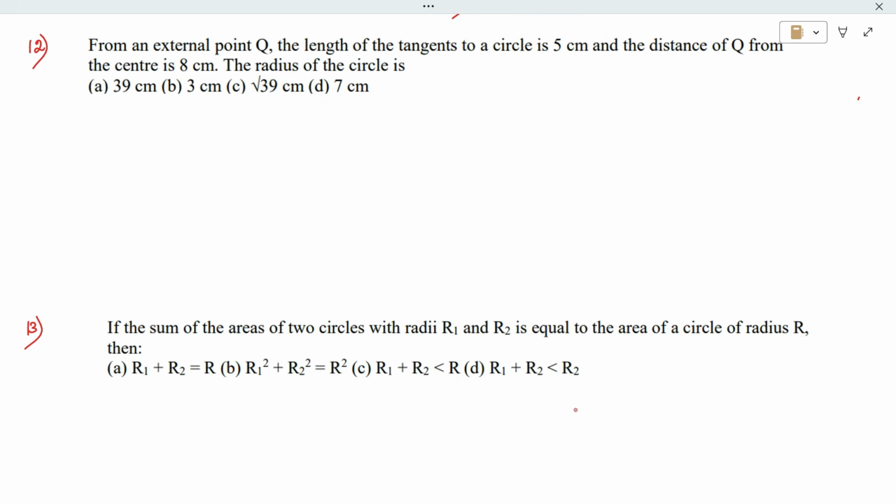Question number 12. From an external point Q, the length of a tangent to the circle. So let me have a circle here. The external point is Q, and I'm going to draw the tangent to a point on the circle. Okay, so this is going to be 5 centimeter. And there is a center O. Now, I'm joining the O to the point where the tangent touches. So this is nothing but radius, isn't it? So this is tangent. You know the radius is always perpendicular to the tangent, so this is 90 degree. Now they have also given the distance of Q from the center O, which is 8 centimeter. So now I need to find the radius of the circle.